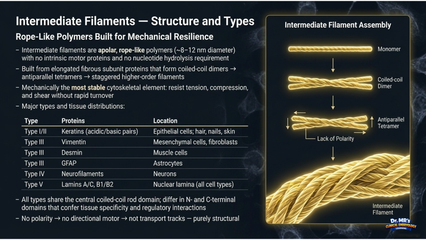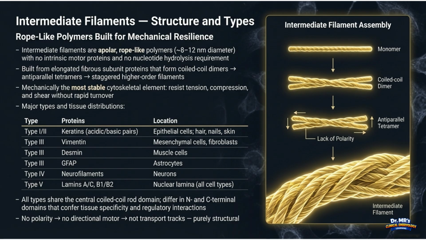We mentioned they are built from elongated, fibrous proteins, not globular ones. Two of these long proteins will lay parallel to each other and wind around one another to form a tightly bound coiled dimer. It's like twisting two strands of yarn together to make a thicker string. Precisely. Then two of these coiled dimers will line up side by side to form a tetramer.